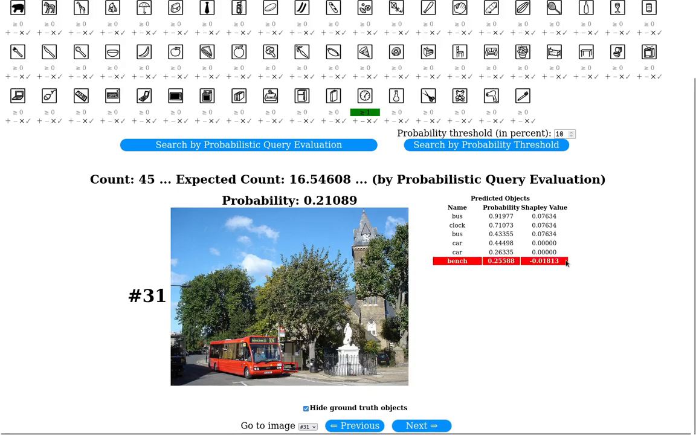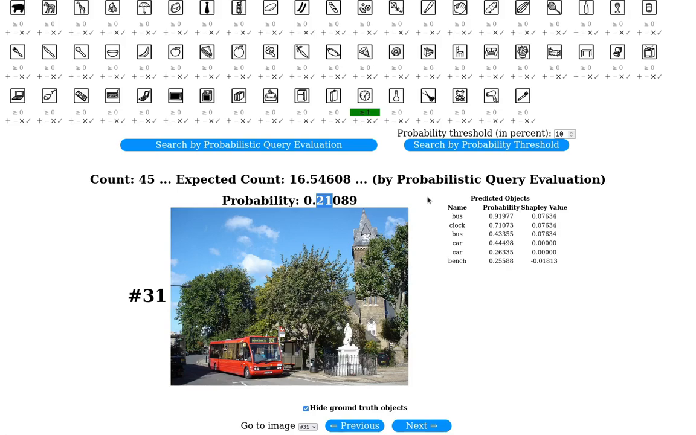The bench contributes negatively. You can see the negative expected Shapley value here. The bench contributes negatively to the overall image, or to being a match to the query. And the overall probability of the image is actually lower, with 21%, than the probability that this image would match a query that doesn't require the image not having a bench. It would be, in this case, around 28%.